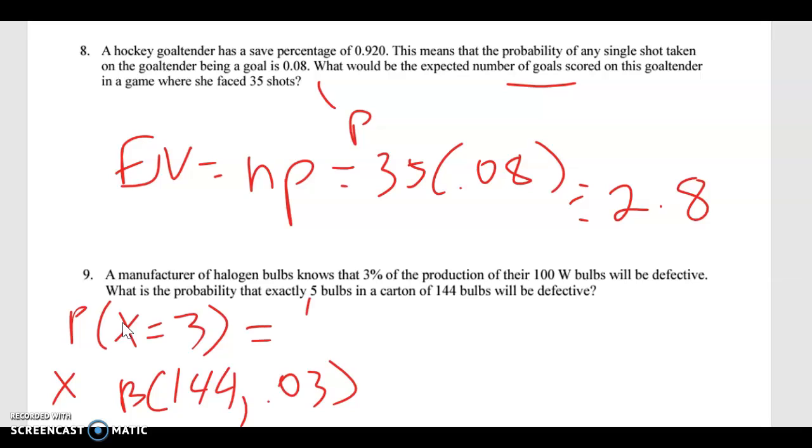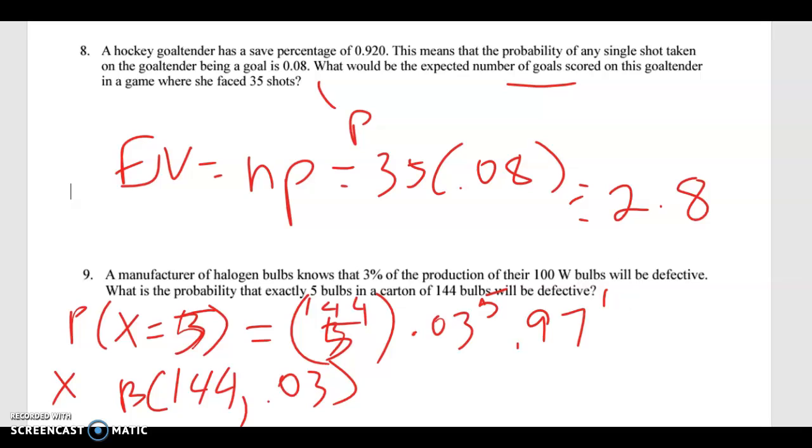So that would be 144 taken 3 at a time times the probability of success, 0.03. Oh no, I wrote the wrong number. It should be taken 5 at a time. My bad. So that should be 5. 0.03 to the 5th times 0.97 to the 144 minus 5, which would be the 139th power. Now guys, this is not going to be a big number here, okay? It actually ends up being a little bit bigger than I would have expected, okay? So the value here ends up being about 0.169, okay?